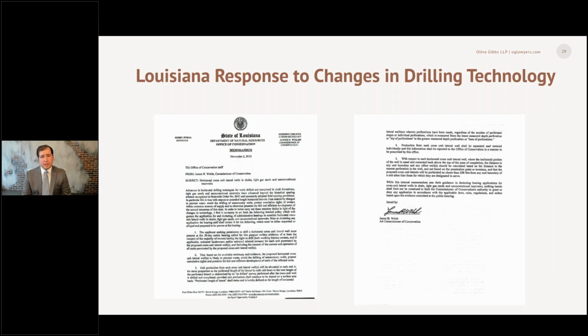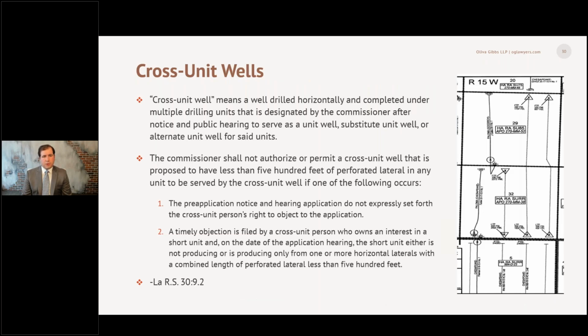We just touched on Louisiana having these units that are 640 acres. Well, as we all know, everyone drills horizontal wells longer than 1 mile now. You're seeing 2, 3, even longer laterals. In response to this, here's the memorandum that was issued by the Department of Natural Resources, the Office of Conservation in Louisiana, saying that they would allow cross unit wells. So what is a cross unit well? A cross unit well is a well drilled horizontally and completed under multiple drilling units.